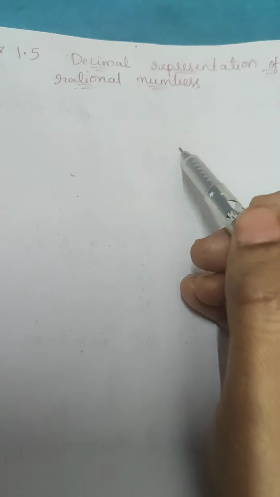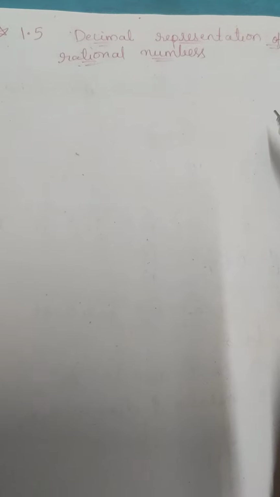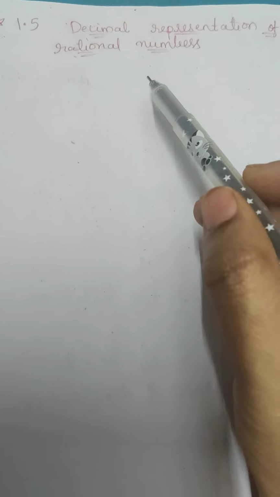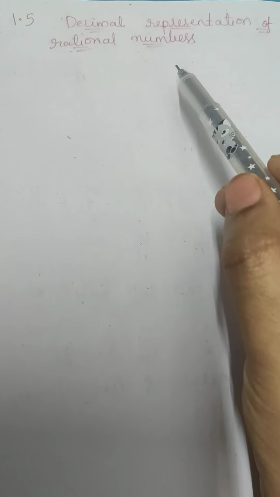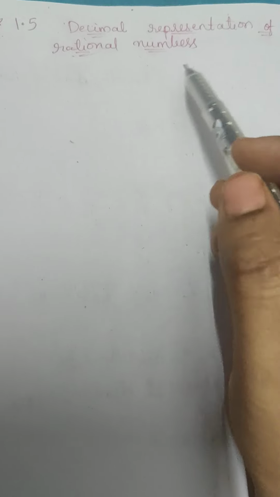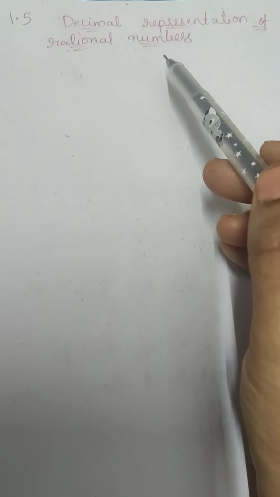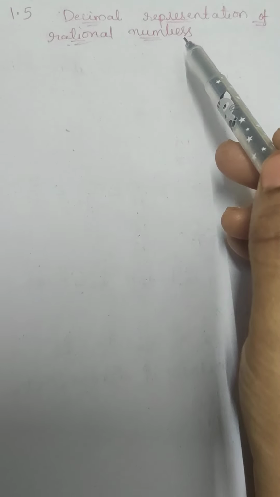Hello students, in previous classes we have seen about the rational numbers and different concepts related to that, and in last class we have seen the representation of rational numbers on the number line. Now we will see the decimal representation of the rational numbers. For decimal representation we convert the rational number to decimal, and by division method we will do that.